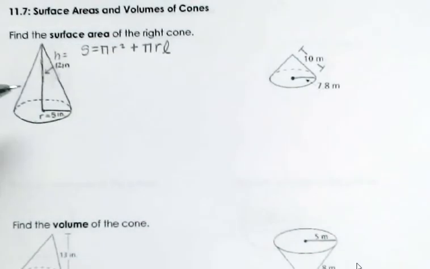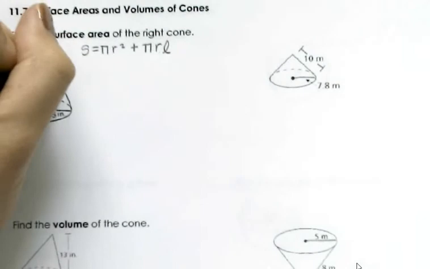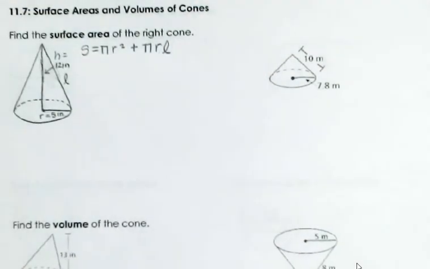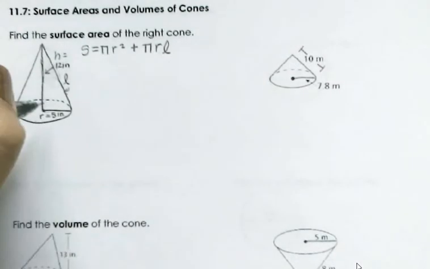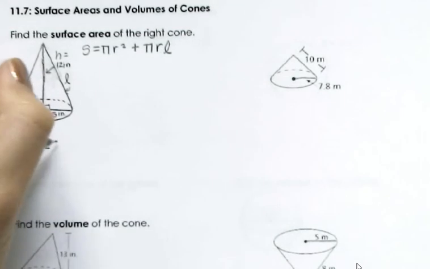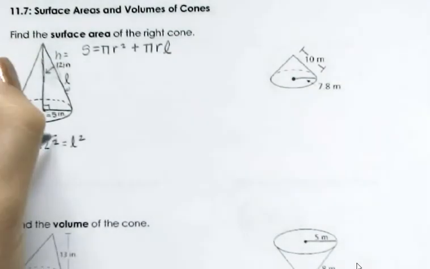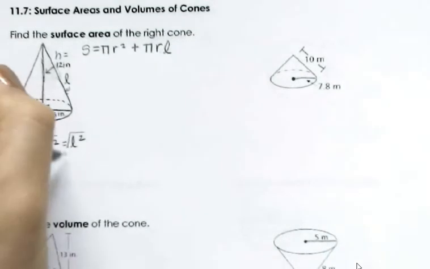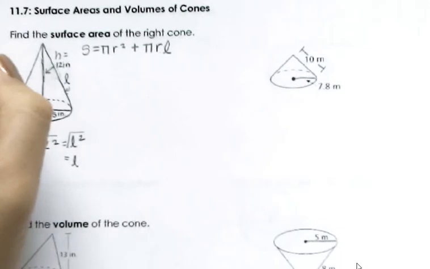But we have this nice triangle here. We know h is 12, r is 5, and L is our lateral length right there. So this length here is L. And so because we have this nice right triangle, we could say 5 squared plus 12 squared is equal to L squared. And then to solve for L, take the square root of that. So L is going to be equal to 13 when we solve for that.